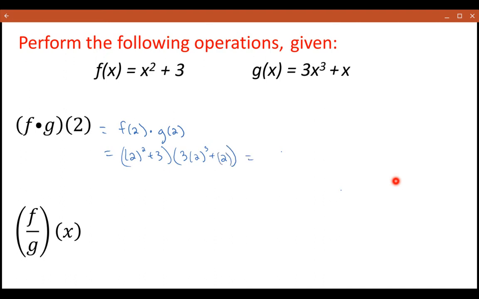From there, we've got 2 squared is 4 plus 3 is 7. 7 times 2 cubed is 8. 8 times 3 is 24, plus 2 is 26. 7 times 26, 20 times 7 is 140. 6 times 7 is 42, so it'd be 182.